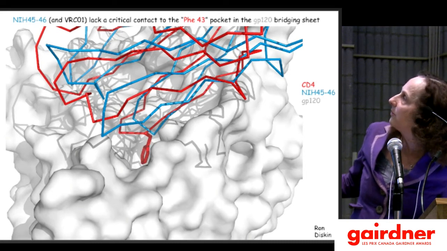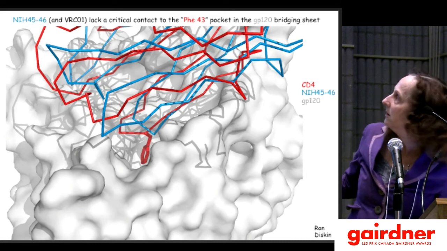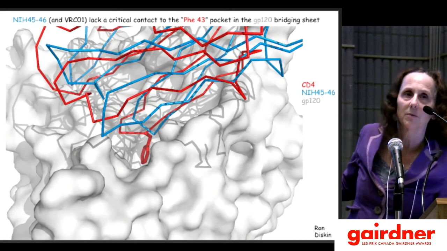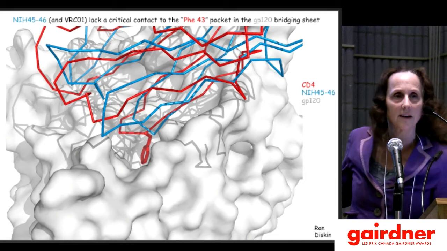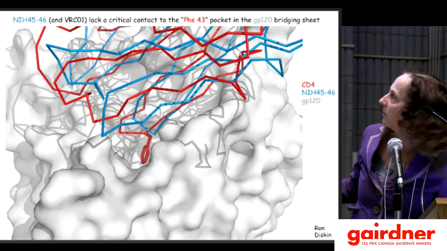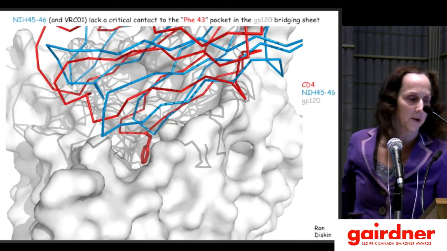But what NIH 4546, the antibody, imitates it, you can see quite well, but it has a glycine at this position. And its clonal relatives, such as VRC01, also have a glycine. So they have no side chain at all here. So they're not putting anything into this pocket.